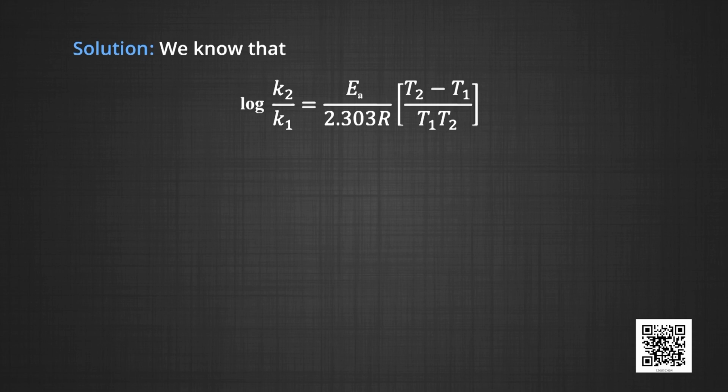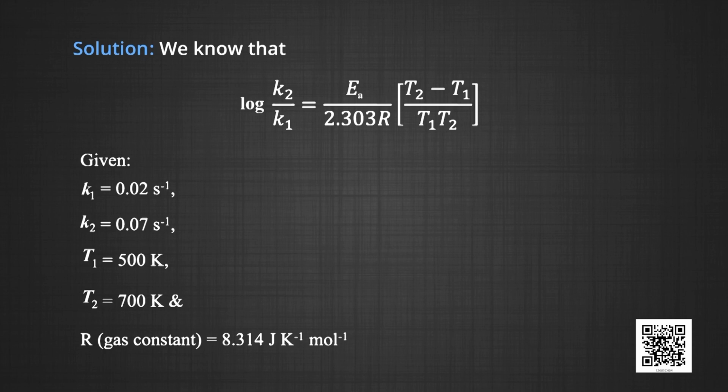Now, just putting up the values, K1 is 0.02 per second given, K2 is equals to 0.07 per second, T1 is equals to 500 Kelvin and T2 is equals to 700 Kelvin. And let me tell you here that if the temperature is given in degree Celsius, then you have to change the values in Kelvin before putting them in the formula. Capital R is a gas constant, 8.314 joules per Kelvin per mole.